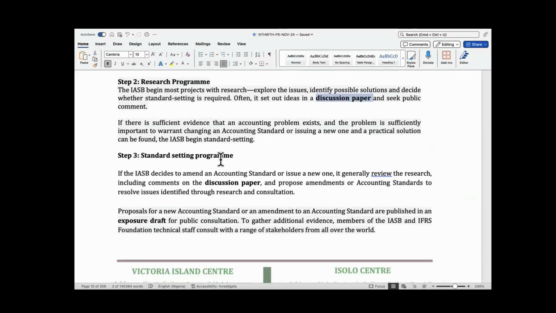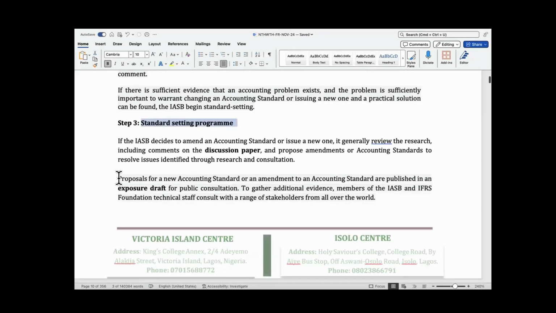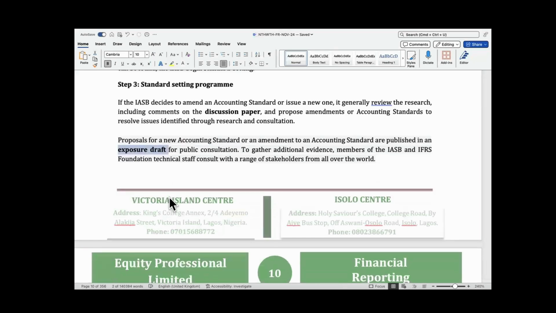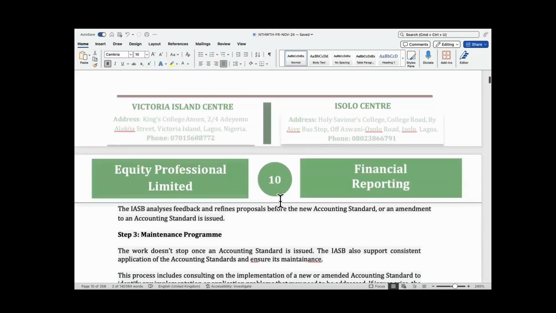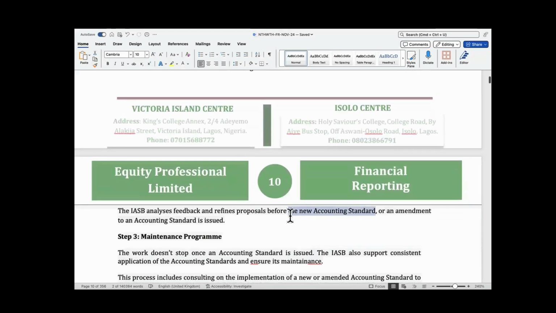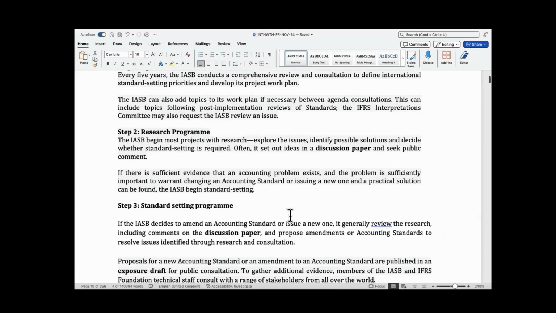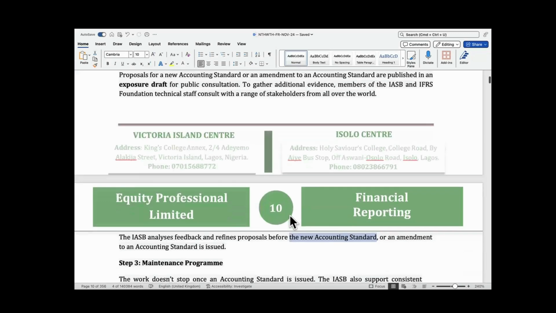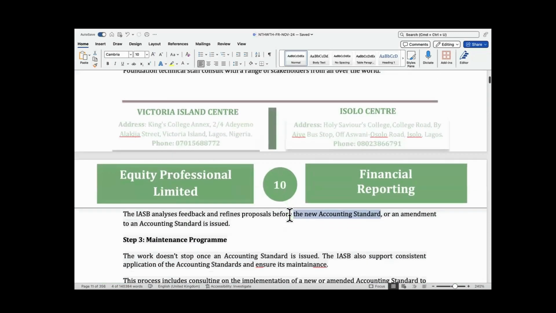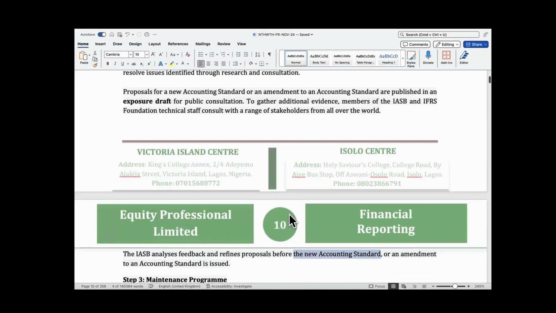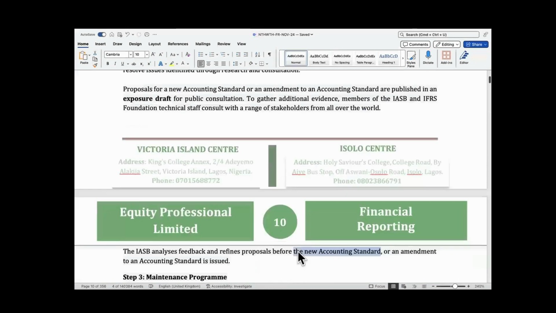Then if an accounting problem actually exists, they start the standard setting program, which starts with the proposal for a new accounting standard, which is codified in an exposure draft. Then after back and forth, sending the exposure draft to people, they develop accounting standards. So in some textbooks, I put this together in 3 steps. It could be 4 steps for some people, right? So they will separate exposure draft and accounting standards. They will separate those ones.